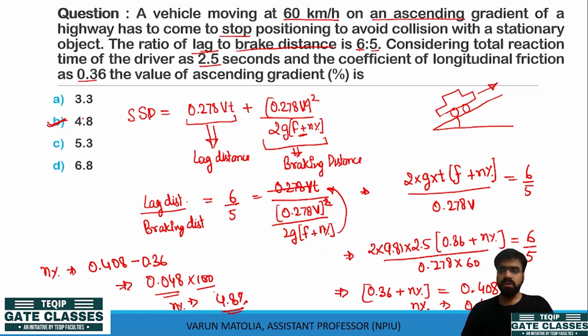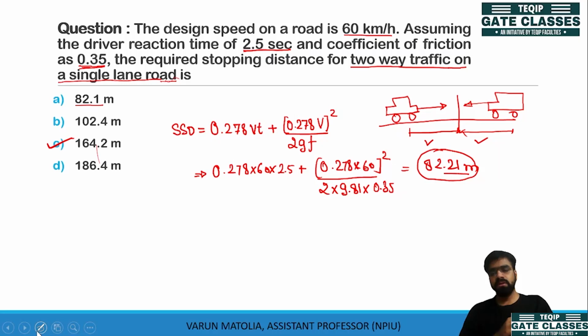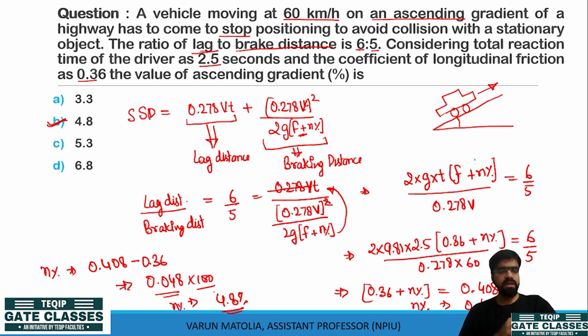Here the B option is the one which is matching with our solution. So this is how you can calculate the value of n. If it is a descending gradient, you should write minus here in place of plus, and you can solve the solution in a similar way. So ascending gradient and descending gradient can be calculated this way. Okay, let us move on to the next question. If you have any doubt here, you can ask in the chat box.